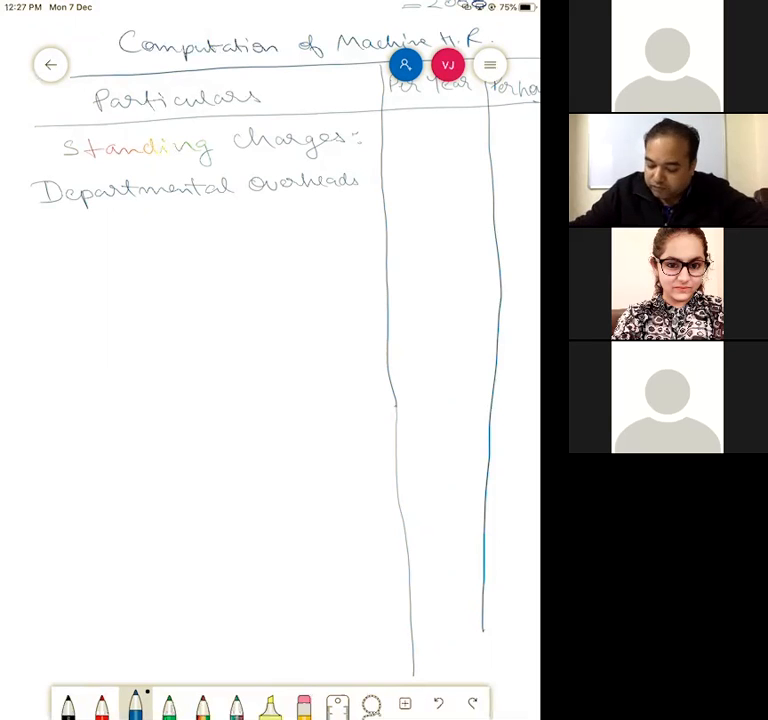So this is your 2,000. Then the next standing charge is your wage of operators. So how many operators are there? 2 operators. You see point number 5. 2 operators control the machine together with 6 other identical machines in the shop. Their combined weekly wage is rupees 140.